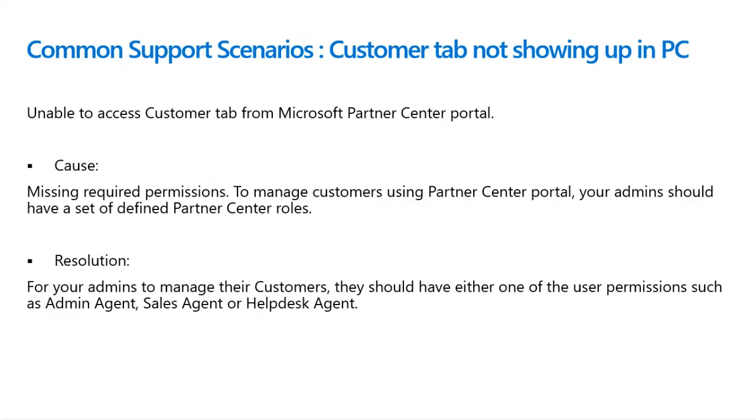Many times there have been cases where the partner admins may not be able to see the customers tab even after having global admin permissions. As discussed earlier, the global admin is the highest privilege for managing your own partner tenant. However, for managing the customer tenant, your admins need an admin agent role. Additionally, the customers tab can be seen if the admin holds sales or helpdesk agent roles.